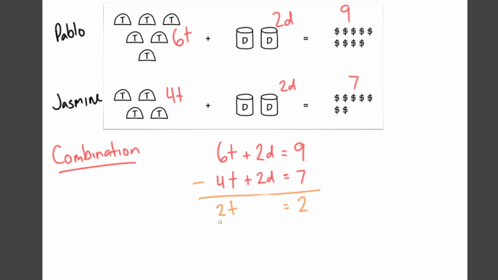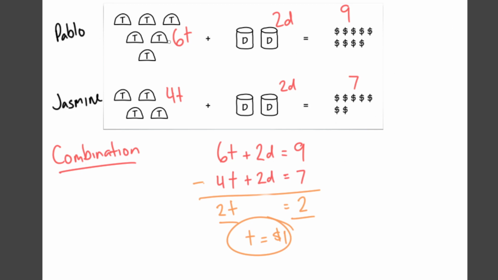Now we know that 2 tacos cost them $2. So that tells us that each taco is worth $1. So we know that each one of these tacos is $1, $1, $1, $1. Each one of these is $1, which is really cool for us. So we solved that part using combination. We now know that T is equal to $1. And now we can go back and solve for our missing variable of D, of drinks.